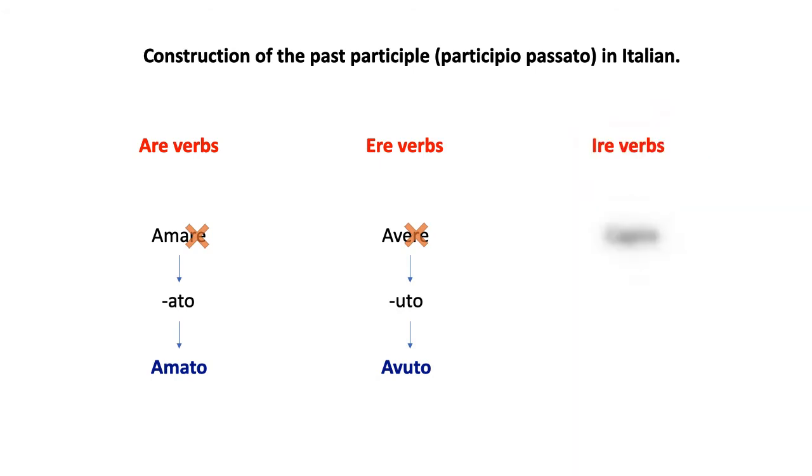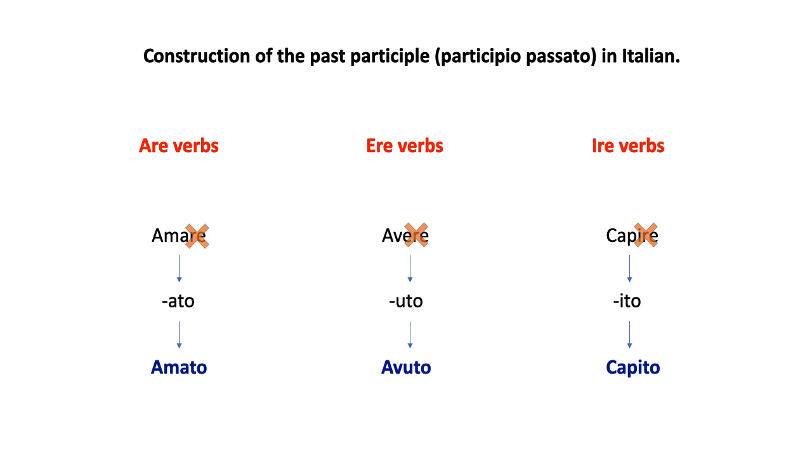And then for ire, let's say capire. For ire verbs, I get rid of the last 3 letters and I insert ito. So in this case, the past participle of capire would be capito. Okay? This is the way you build the past participle. But just the past participle is not enough for a passato prossimo. You need the auxiliary verb. You need the verb avere.